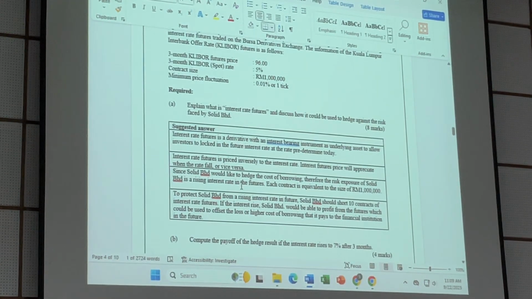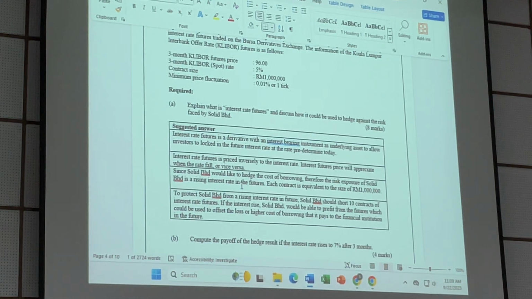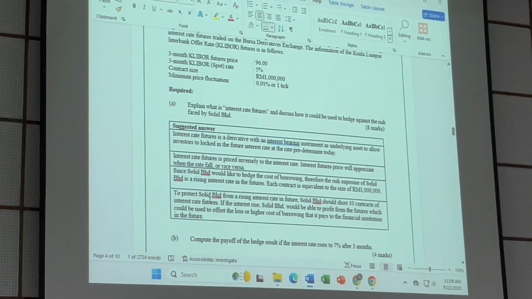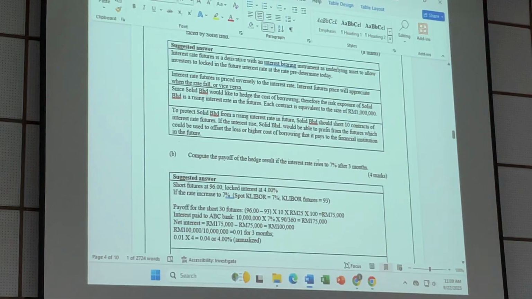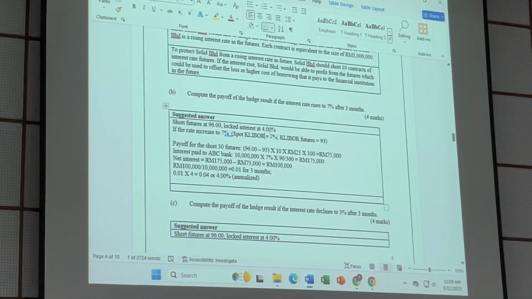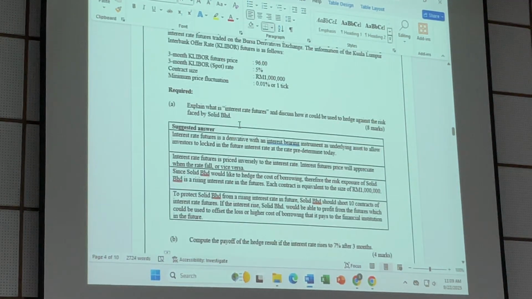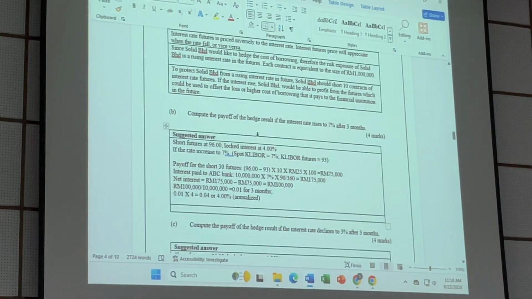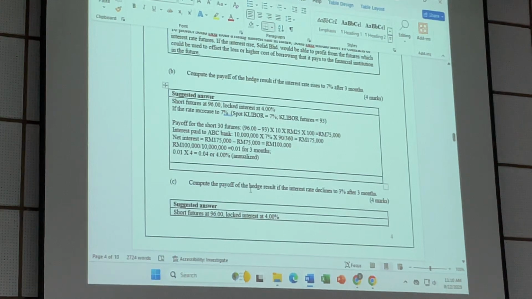So from your risk exposure, start from your risk. You worry the rate goes up or falls down, then how to hedge your risk with the futures. Okay, you can go through all the answers here. For this one, raised to 7%, so 100 minus 93. So your strategy, you worry the interest rate increases, short the future. Short the future at 96, so you can lock at 4%.